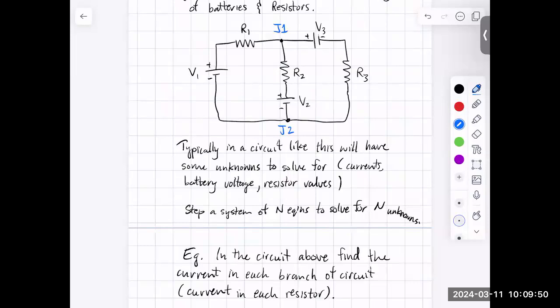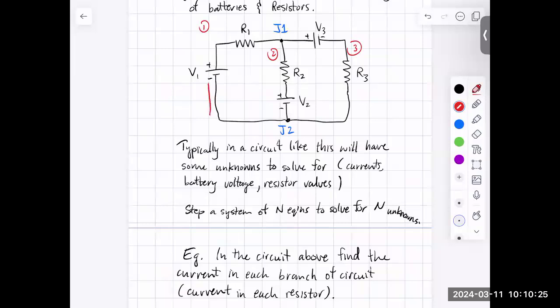And then there's another branch of the circuit that goes through R2 and V2, it's also between the same two junctions. And then the third branch is on the right-hand side. It involves V3 and R3. And so we can call these branches, I don't know, branch 1, branch 2, and branch 3. And so the first step in our analysis is to assign currents to each branch and give a direction and a label. So we can do that.